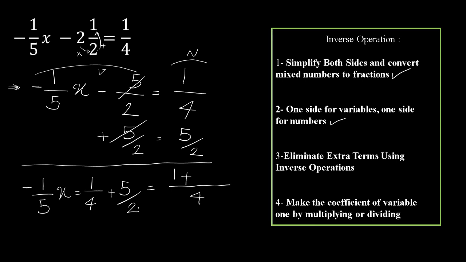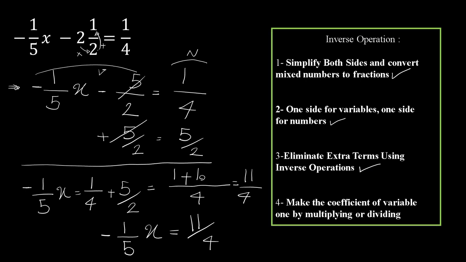Second one, it is multiplied by 2, so 5 must be multiplied by 2. And the answer is 11 over 4. So I'm going to have minus 1 over 5 x is equal to 11 over 4. So for the last step, I must make the coefficient of x 1. How am I supposed to do that?